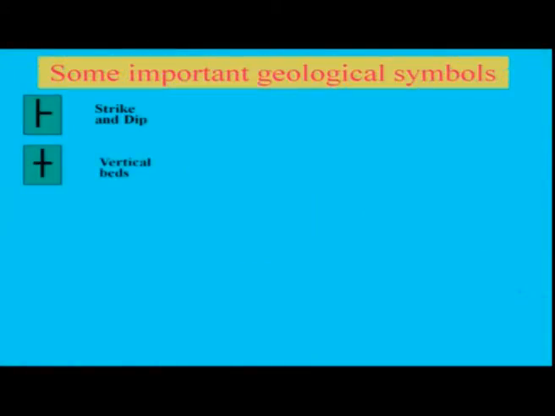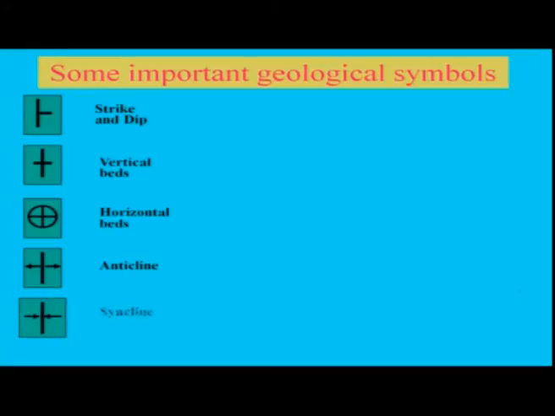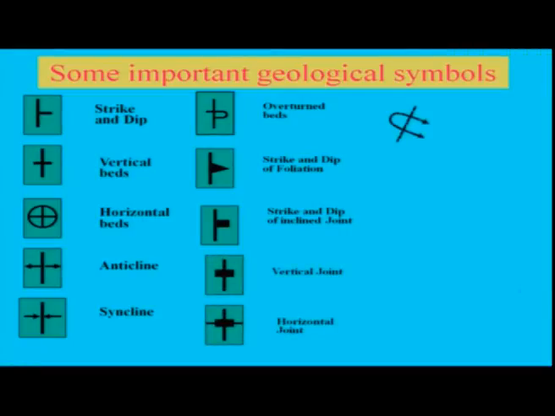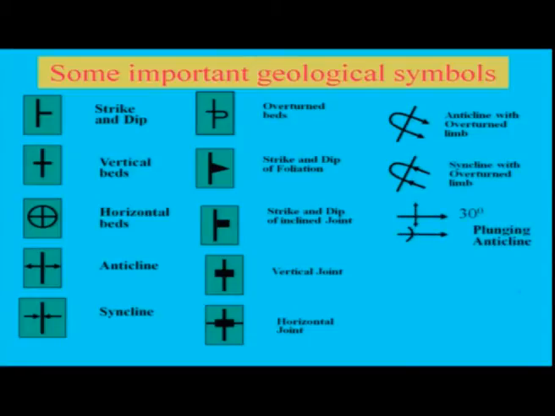So there are some symbols which you can go through, which indicate the strike and dip, and mostly you will find this type of symbols on your geological maps. Okay. So you have horizontal, you have inclined, you have syncline. Okay. You have overturned folds, you have strike and dip of the foliations. This is related to the metamorphic rocks which we were talking about, the foliated and non-foliated rocks. Then you have the strike and dip of the inclined joints, vertical joints, horizontal joints, then anticline with overturned folds, then syncline with overturned folds. Okay. And then you have the plunging anticlines.